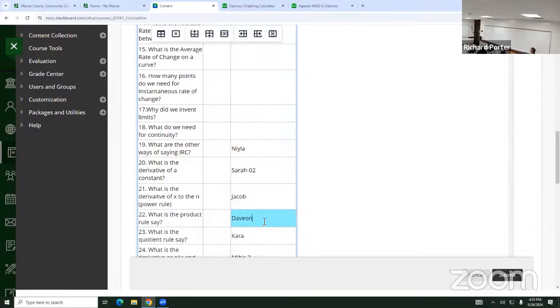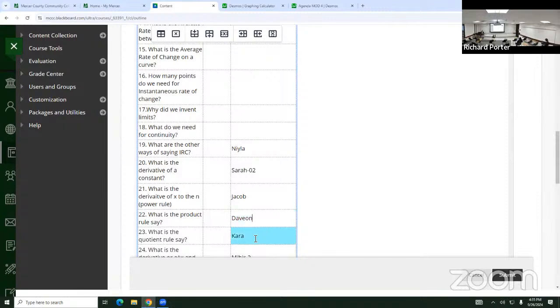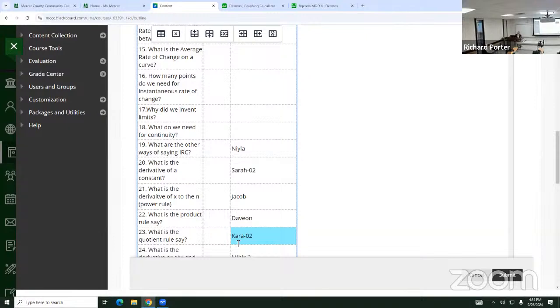Tavon, are you here? No. What does the product rule say? First times the derivative of the second plus second times the derivative of the first. Carol's not here to give us the quotient rule.